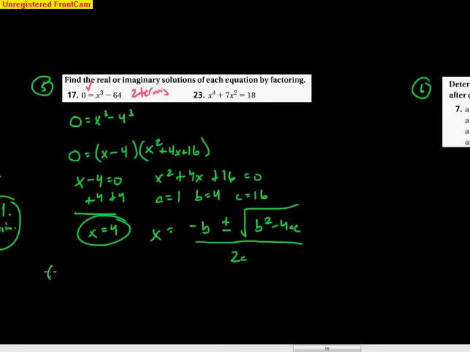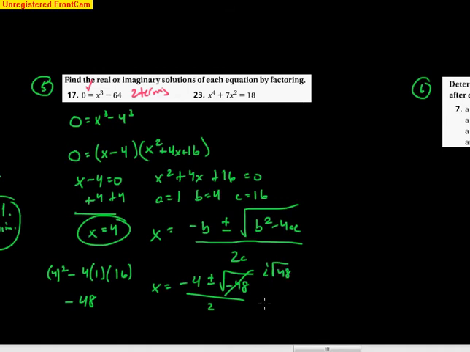So b squared is 4 squared minus 4 times a is 1 times c is 16. This is 16 minus 64. That's negative 48. So now when we fill in our formula, opposite of b, opposite of 4 is negative 4, plus or minus the square root of negative 48 all over 2a. Negative 48 inside a square root means i. And then over here, I'm going to break down 48.